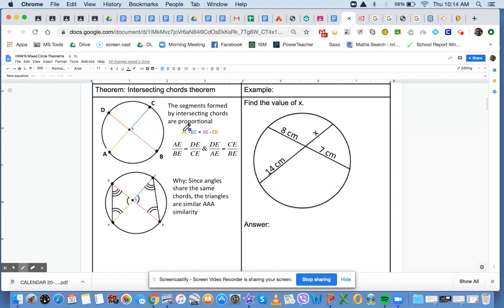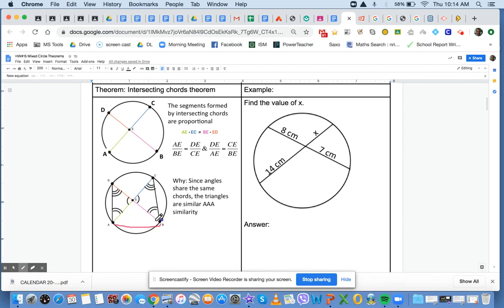And what that theorem says is that if we multiply, to take the product of the two segment lengths in each chord, so DE times EB, that will equal the product of the two segments in the other chord. Now, why is this true? Well, let's take a look at the chord I just highlighted here.